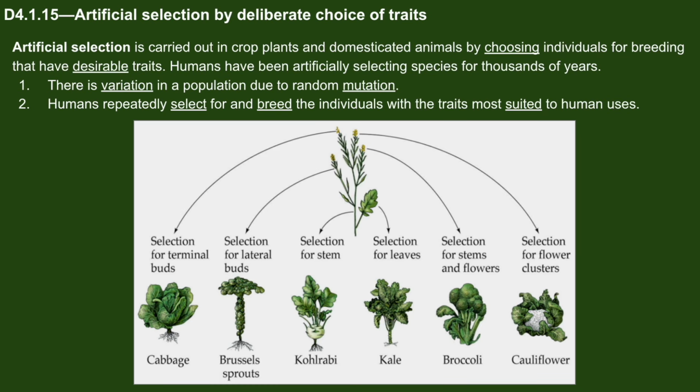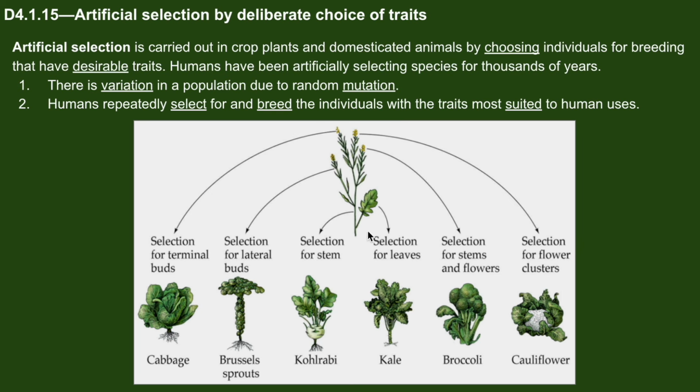This is a review. We've already talked about how artificial selection is carried out in crop plants and domesticated animals by choosing individuals for breeding that have desirable traits. Humans have been artificially selecting species for thousands of years. But now we can tie this in with our understanding of natural selection. Here is what's arguably the point that will show up on every single mark scheme. If there's ever a question about natural selection, make sure that you state there is variation in a population due to random mutation. Then humans repeatedly select for and breed the individuals with the traits most suited to human uses.